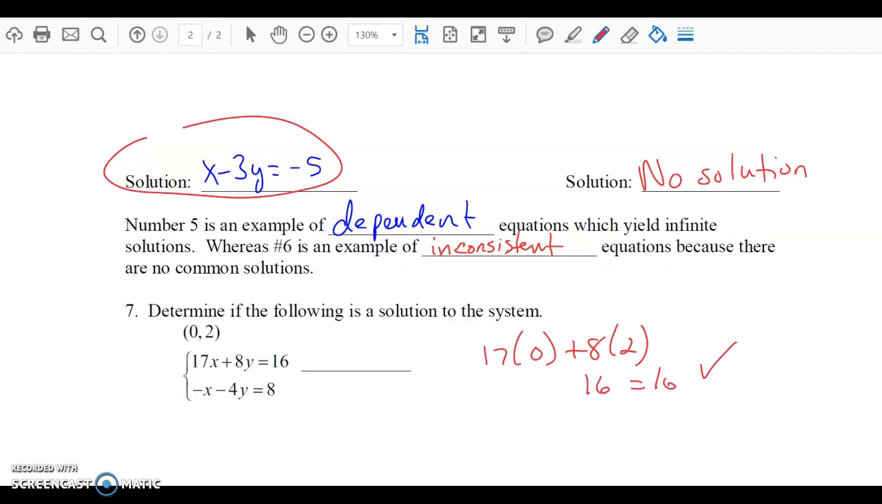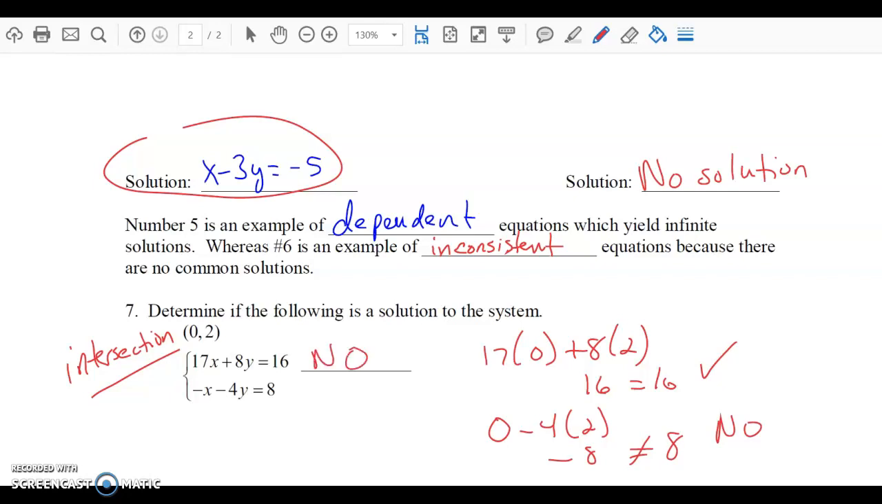Remember, a solution is an intersection. Okay? So that means it has to work on both equations of the lines. So negative x, if we plug in 0 for that, and 2 for y, down below we get negative 8. That is not equal to 8. So that's a no. So therefore we'd say no, this is not a solution.